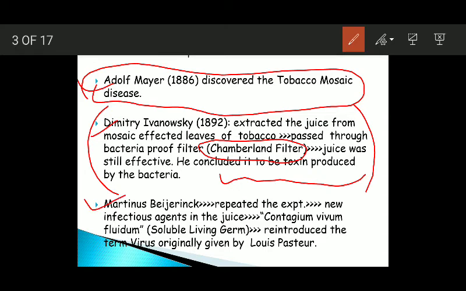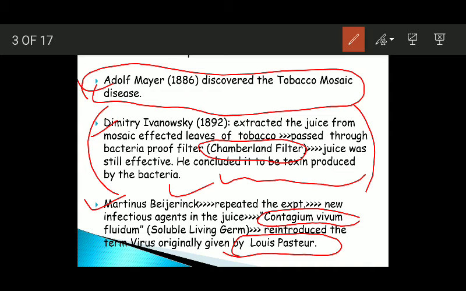But later on, Martinus Beijerinck repeated the same experiment and found that there were new infectious agents in the juice. He called it Contagium vivum fluidum, soluble living germ, and reintroduced the term virus originally proposed by Louis Pasteur.